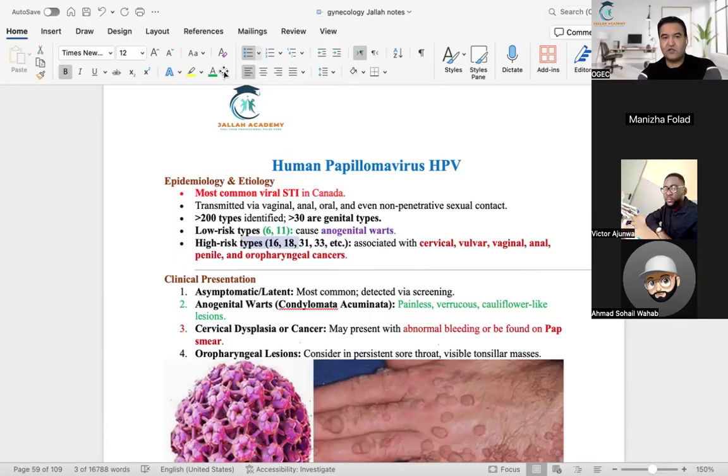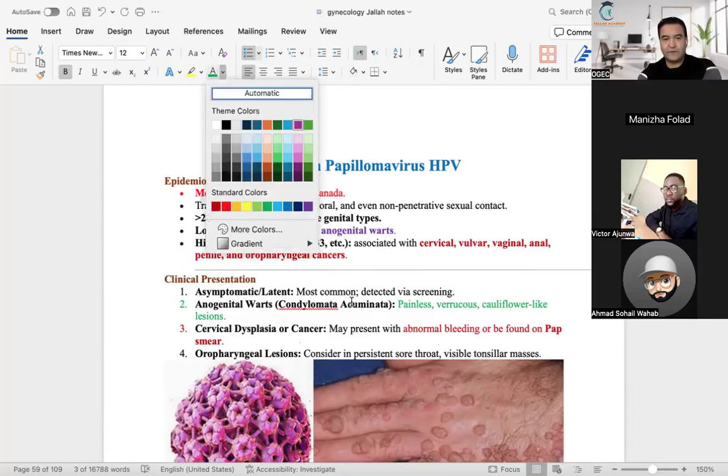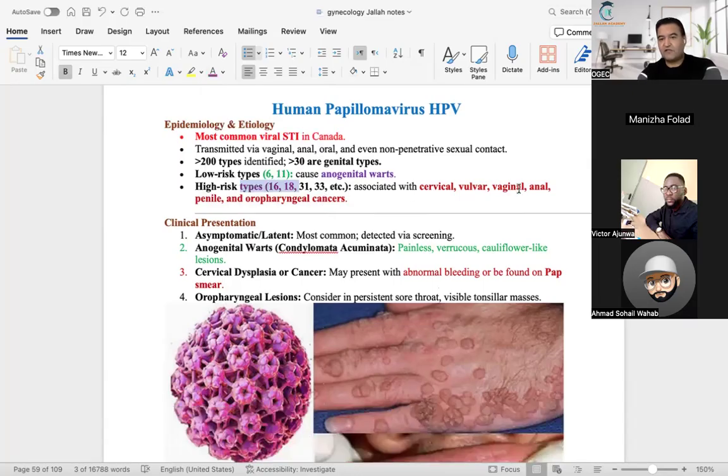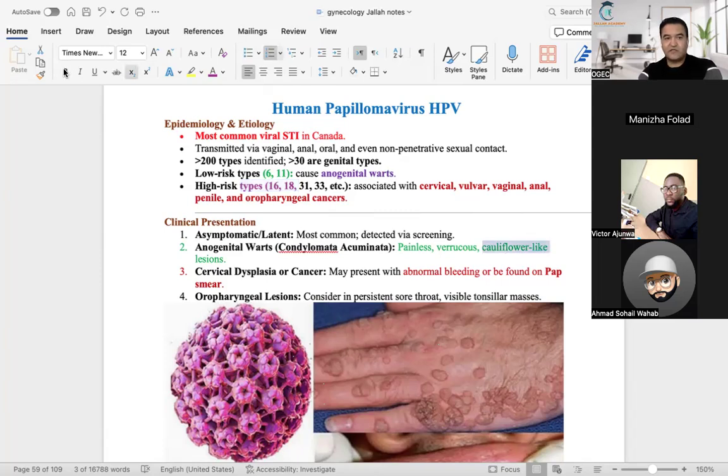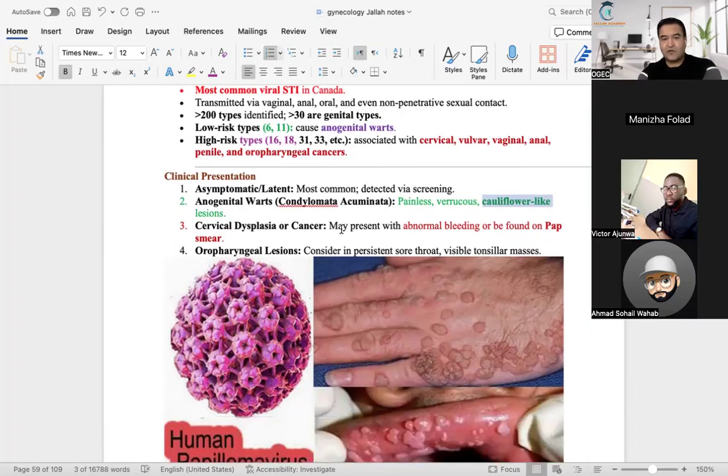If they test you, they will test you on these ones. It can cause cervical, vulvar, vaginal, anal, penile, and oropharyngeal cancers. Clinical presentation: asymptomatic, latent, most common, detected via screening. Anogenital warts, condylomata acuminata, painless. Cauliflower is a keyword. They will definitely use this in the scenario. Cervical dysplasia or cancer may present with abnormal bleeding or be found on Pap smear, or a pharyngeal lesion, considered a persistent sore or visible tonsil mass.